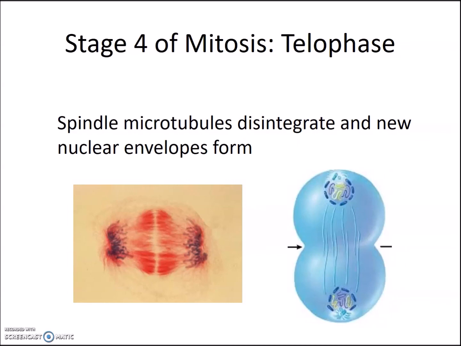And then stage 4 of mitosis, called telophase, telos being the Greek root for end, is the last phase of mitosis. New nuclear envelopes are forming around the daughter cells' nuclei at opposite ends of the cell, and at the same time, the cytoplasm is starting to pinch off in the middle. Thus, cytokinesis has begun by telophase.